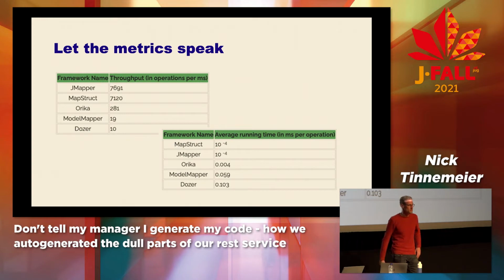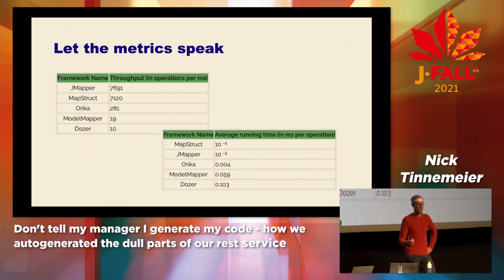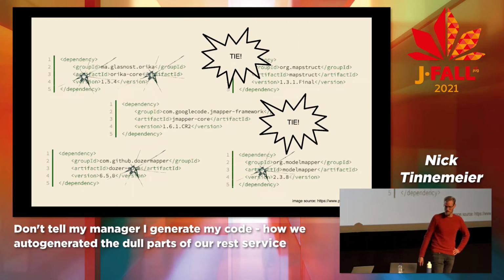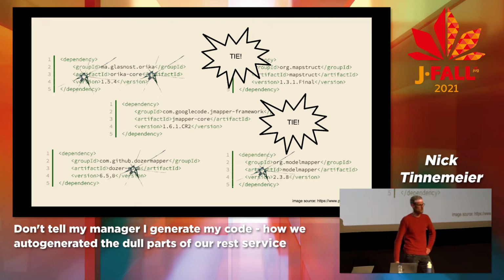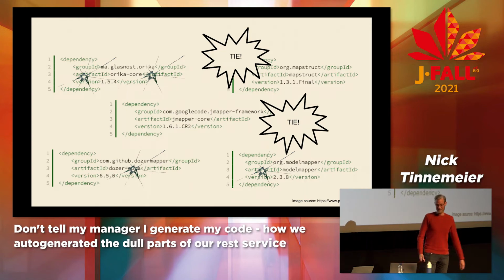If you look at the throughput, the number of operations per millisecond, you see that JMapper and MapStruct are way faster than Orika, ModelMapper, and Dozer. And when looking at the average runtime in milliseconds per operation, you also see that MapStruct and JMapper are magnitudes faster than those other 3. So we have a tie. It's either JMapper or MapStruct at this point when looking at performance. Too bad for Dozer, because I really like that name, Dozer.